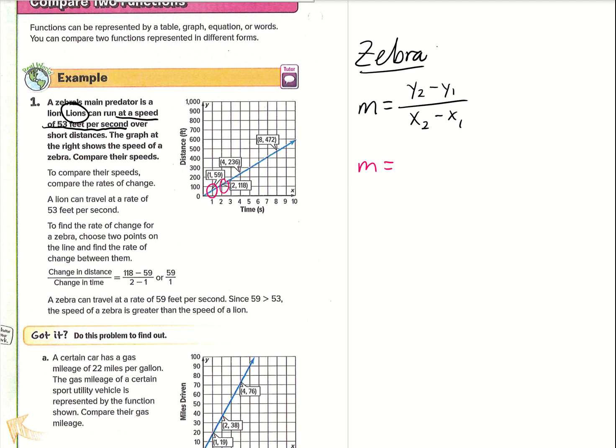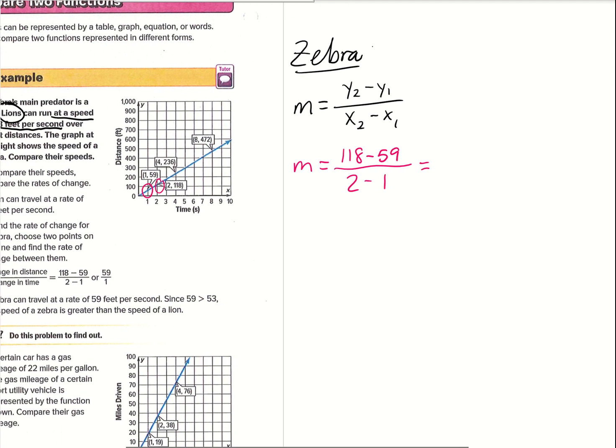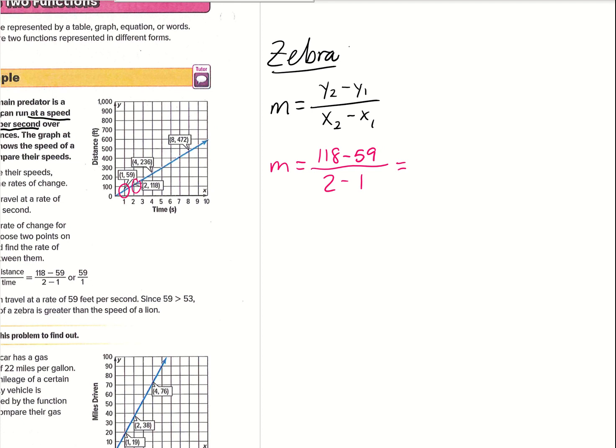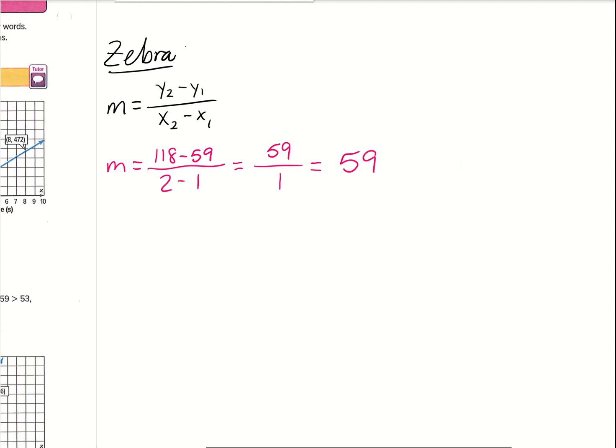I'm then going to use my y values and my x values to do this. So I'm going to use 118 minus 59 over x2, which is 2, minus x1, which is 1. I'm just going to simplify this. 118 minus 59 is 59, and then 2 minus 1 is 1. So our slope is 59. That tells us that 59 is our zebra's speed.